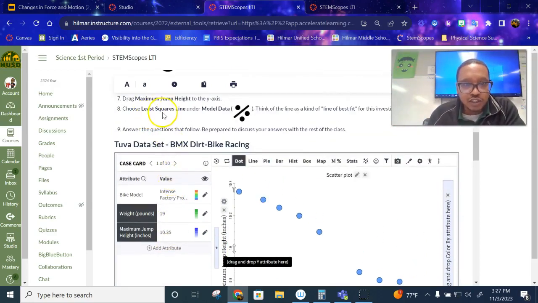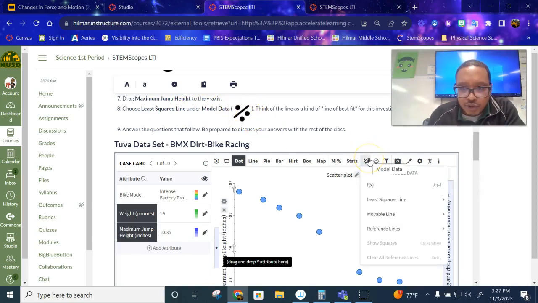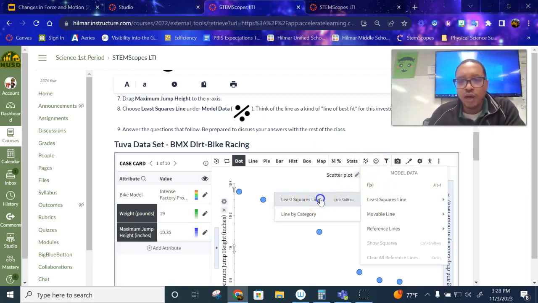So it says least squares line under model data, and it has this weird symbol. So I'm like, okay, let me go to that weird symbol, least squares line, and then least squares line. Okay, cool. I'm ready to go.